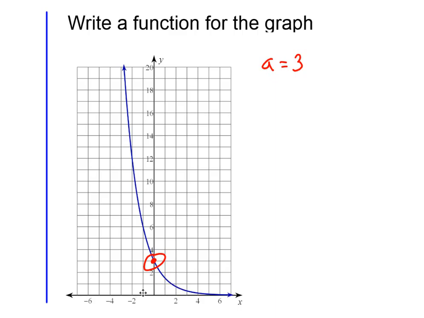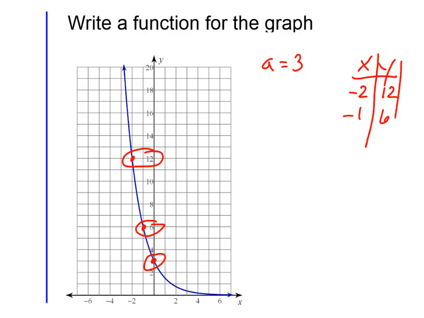How about we go over to negative 1? Negative 1 hits 6 on the y. Negative 2 is at 12. So when I add those to my table, plug in negative 2, I get 12. Plug in negative 1, I get 6. So 6 divided by 12 is 1/2. So my r is equal to 1/2.